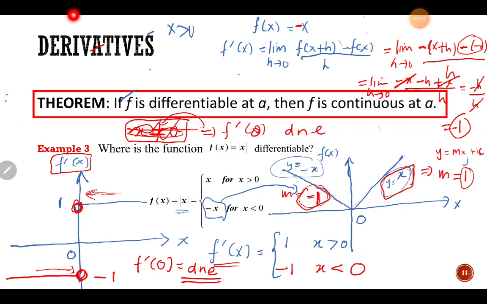Walaupun hakikatnya, kalau you tengok graph of f(x) ni yang kita dah discuss tadi, it is continuous at x equals to 0. It's defined at x equals to 0 for the graph f(x). Okay, however, when you work out and find its derivative, you can see f prime 0 does not exist. So, moral of the story, walaupun function tu continuous, it does not guarantee that it is differentiable. Tapi kalau function tu is differentiable, then confirm the function is continuous. Alright.